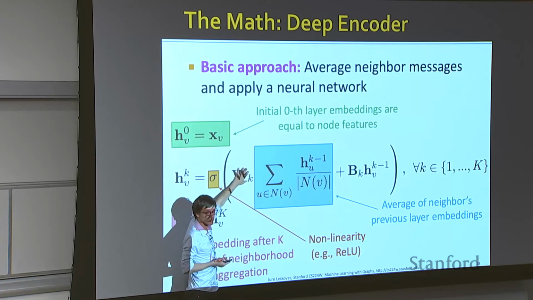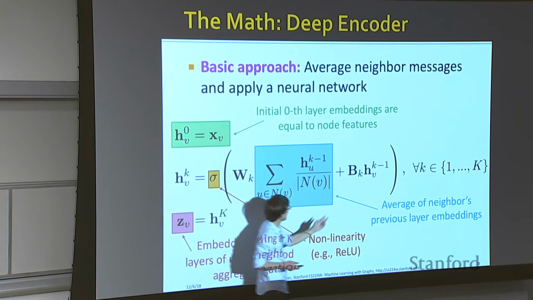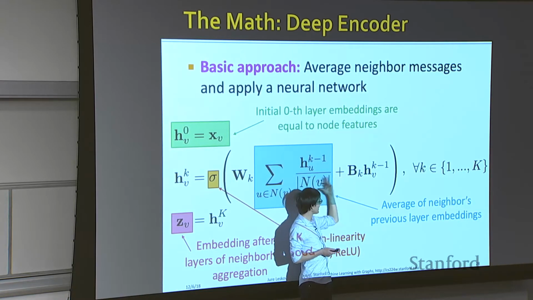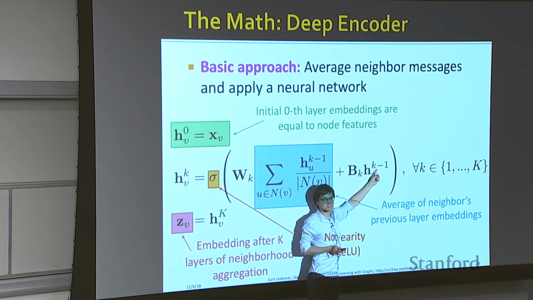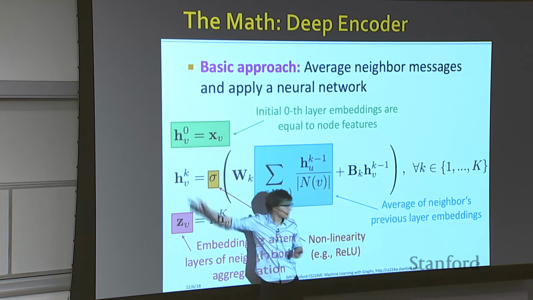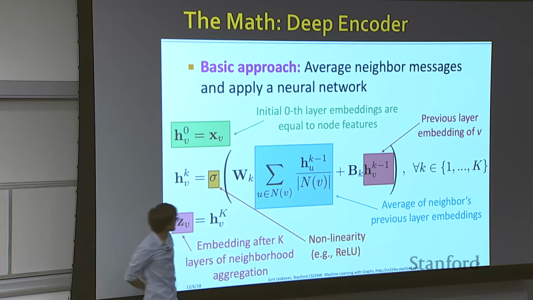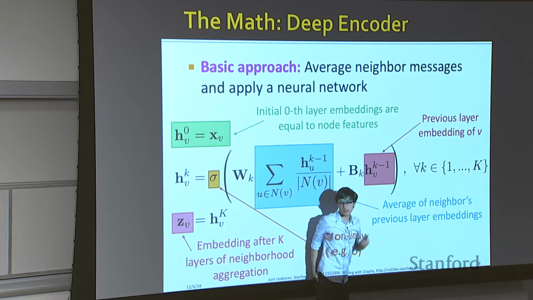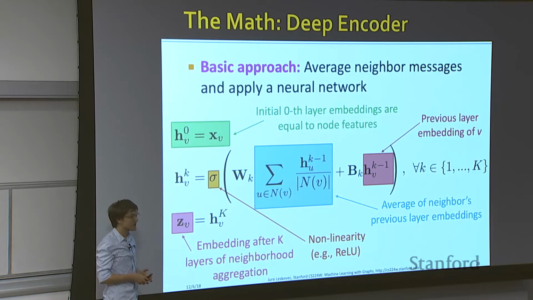Let me transform them a bit. So this will be a parameter matrix. And then I say, let's combine these messages from the neighbors with the message from myself from the previous level, right? This is node V, okay? So this is what's happening here, right? This is now the representation of node V from the previous layer, right? And this is what is essentially happening.